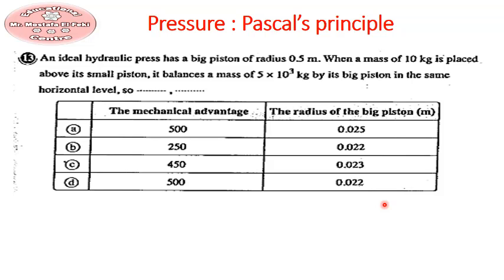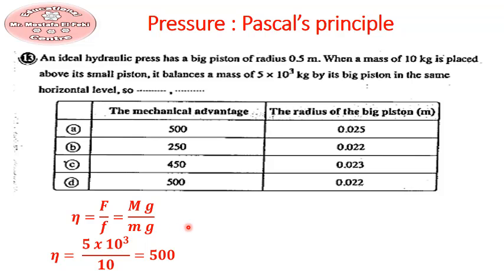An ideal hydraulic press has a big piston of radius 0.5. When the mass of 10 kg is placed above the small piston, it balances a mass of 5 times 10 power 3 kg on the big piston at the same horizontal level. So the mechanical advantage equals, and the radius of the small piston is. Since the mechanical advantage equals F capital divided by F small, each of them equals M times G, M capital times G divided by M small times G. Cancel G with G, then the mechanical advantage equals 500 without unit.